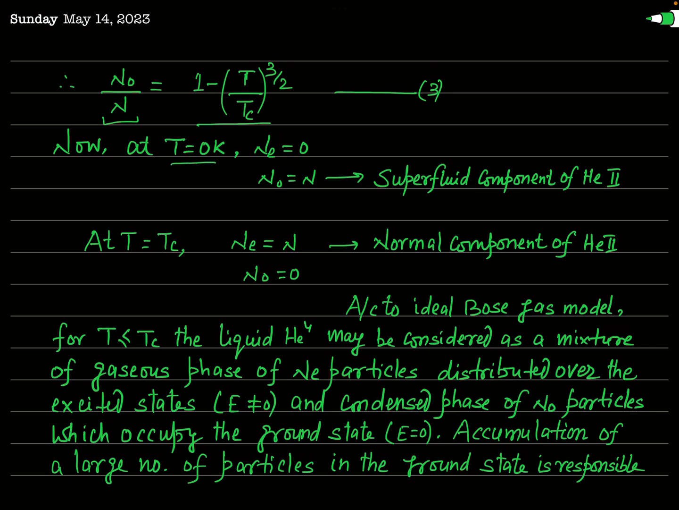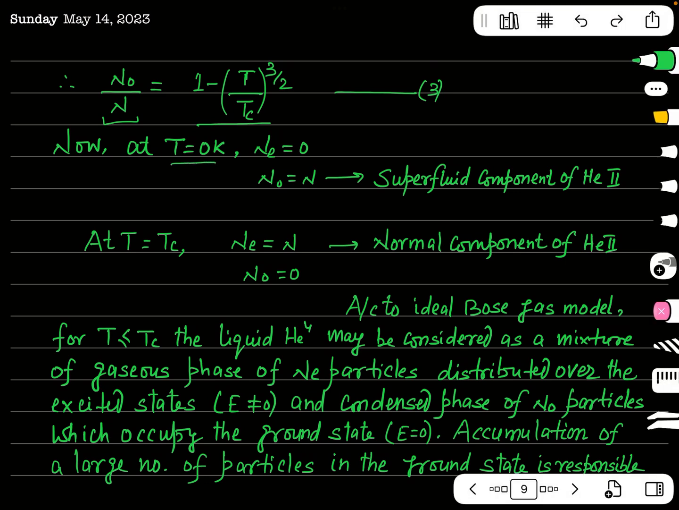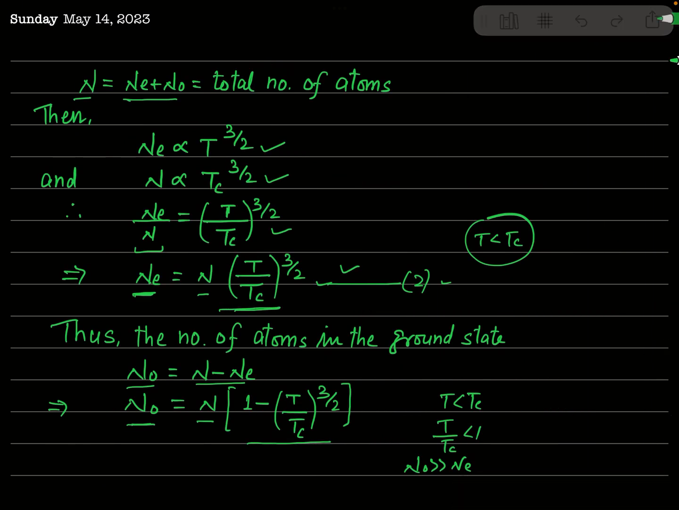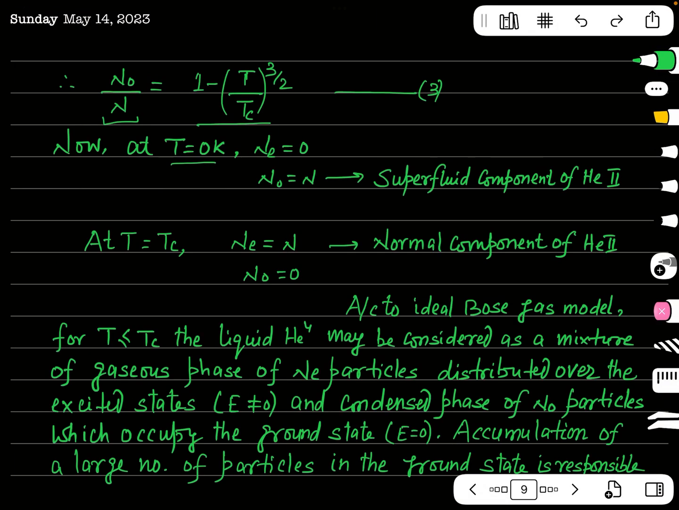So if you consider that temperature is 0 Kelvin, then see this result: Ne equal to N times T over Tc to the power 3 by 2, and you have taken T equal to 0 Kelvin. So if T is 0, you can see in equation 2, Ne will be equal to 0, since there is no atom in the excited state. So what does it mean? It means all the atoms are in the ground state. It means N0 will be equal to N.